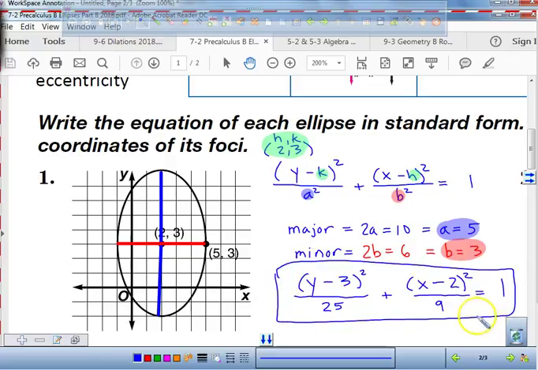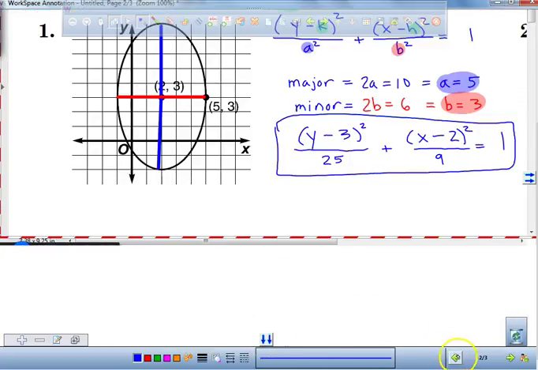There's your equation. Now there's a formula that we're going to need to help us find c, which is going to help us with our foci. So I'm going to write here, foci. We're going to find both of the foci. You're going to find the coordinates of the foci. So here's how we do it.